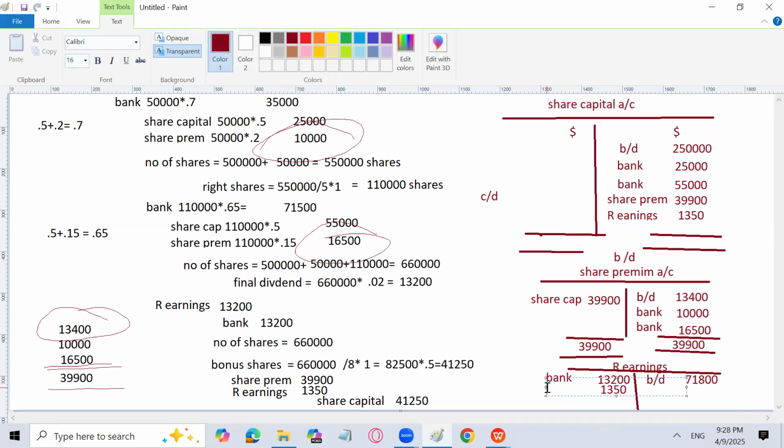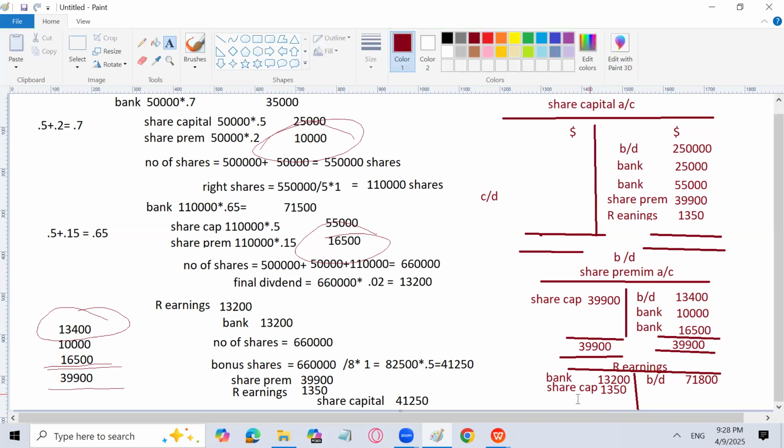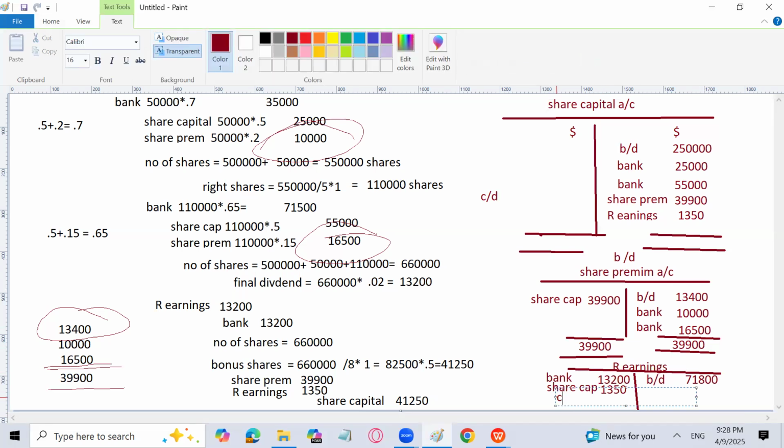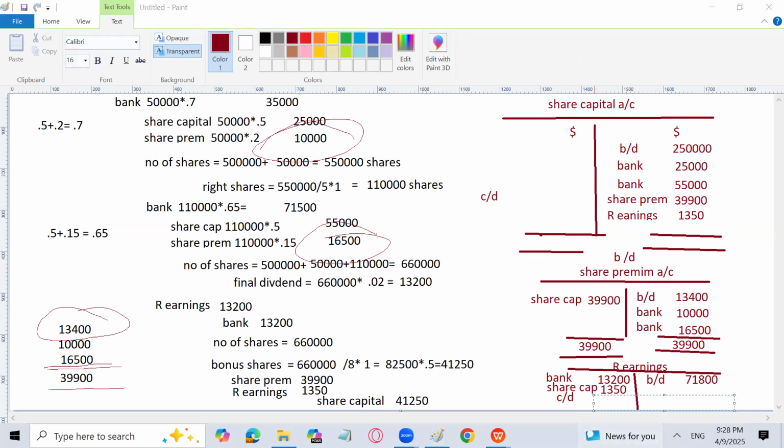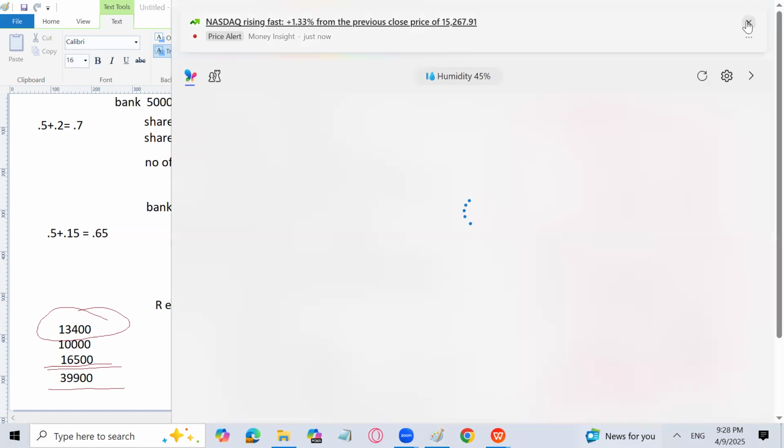You can write the share capital, which is the other account, and then you can go for the carry down of the retained earnings. So 71,800 minus 13,200 and 1350. मुझे आपने शेयर कैपिटल अकाउंट का टोटल अभी तक नहीं बताया, बता दें क्रेडिट साइड का minus 13,200 minus 1350. That is 57,250.